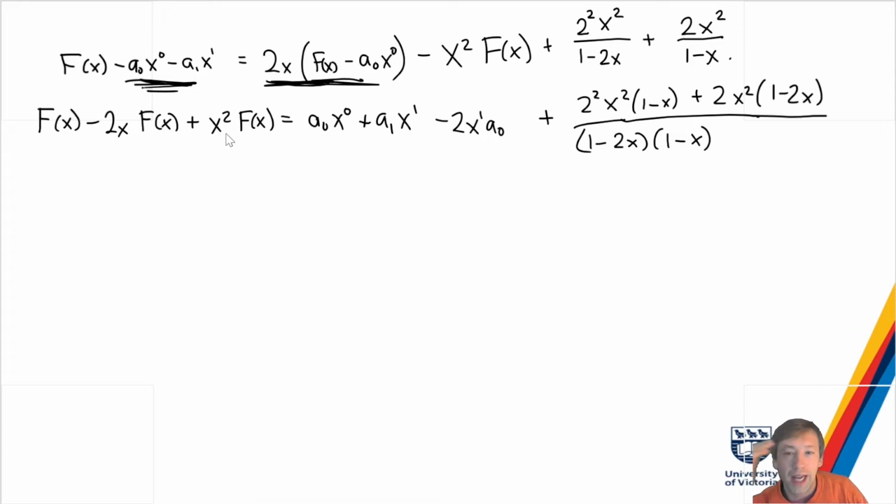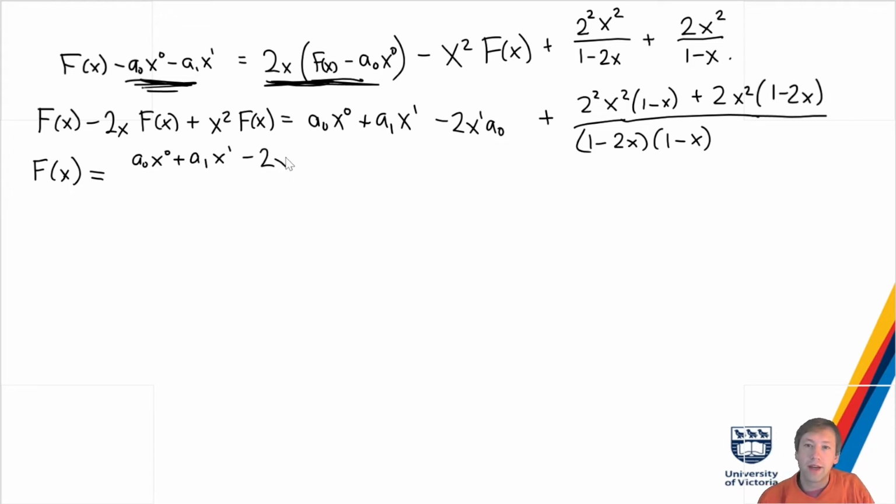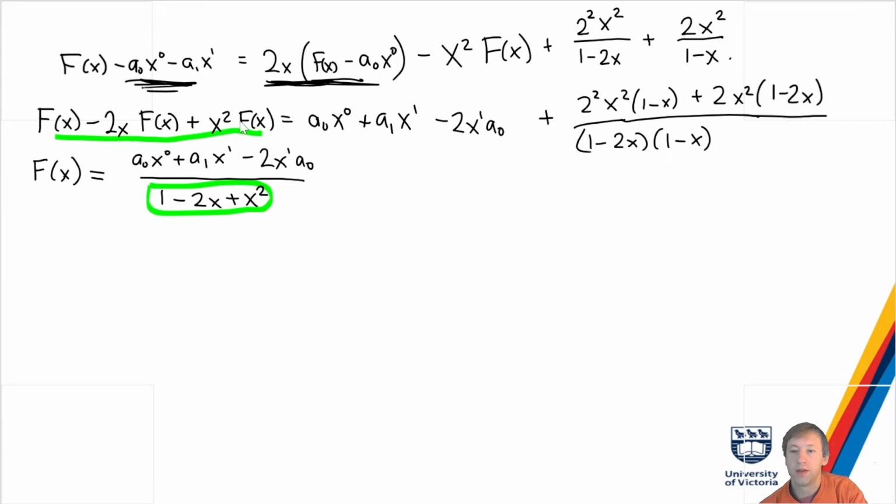Okay, so now on the left side, I've got my f of x's, and I can factor it out. And then I can divide the whole right side by whatever's left over, which will be a 1 minus 2x plus x squared, right? So, okay. I've got a0 x to the 0 plus a1 x to the 1 minus 2x to the 1 a0. Divide that by 1 minus 2x plus x squared. Hopefully it's clear where I got this, right? This came from my factoring over here.